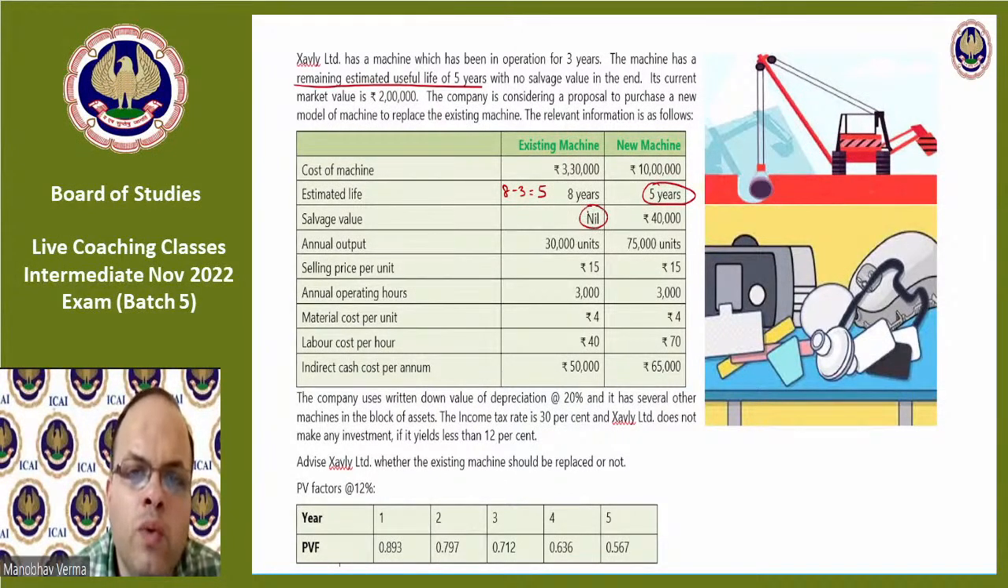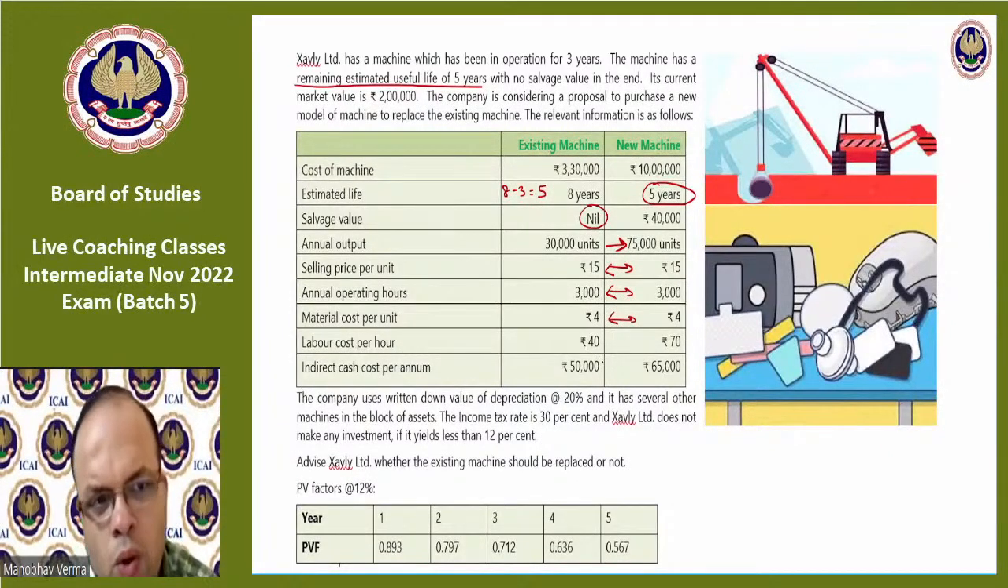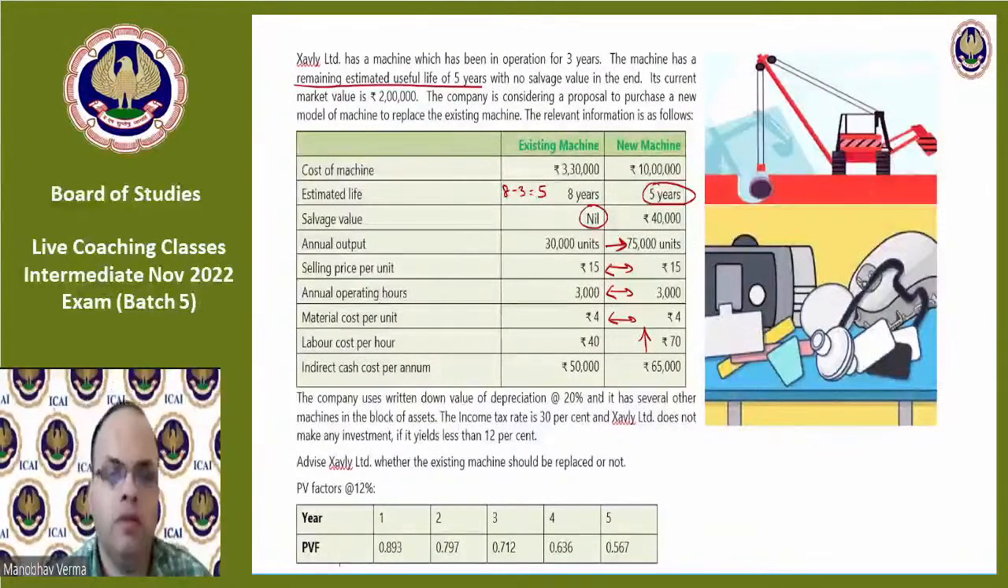No salvage value. Look at the annual output. From 30,000, the annual output is 75. Selling price is same. Annual operating hours is same. Even the cost is same. However, look at the labor cost. Labor cost has gone up. Indirect cash cost has gone up.